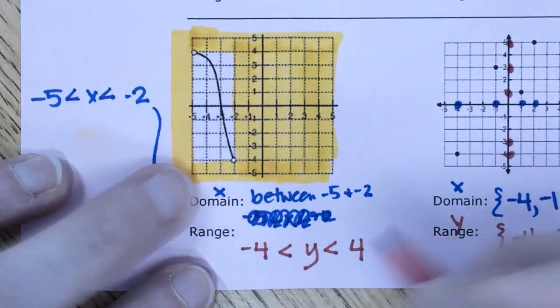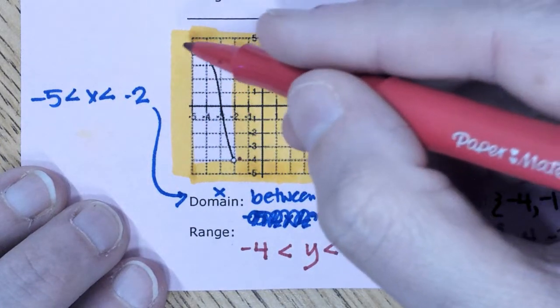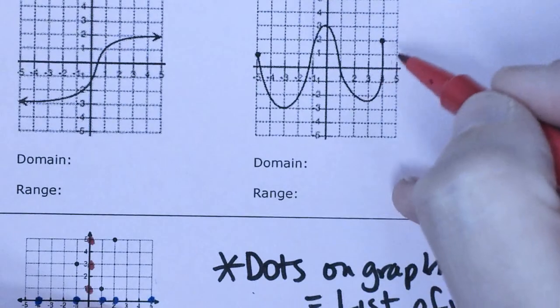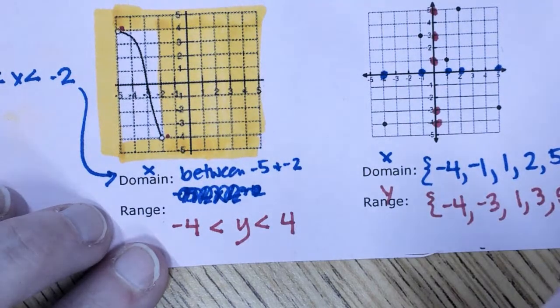My y values are going to be in between them. I start by putting less than signs, and then I evaluate these endpoints. If they're bubbles, I can't include them because they have a force field around them. If they're dots, like for example, if it was a dot like here, I could include it. Since they're both bubbles, I leave it like that.